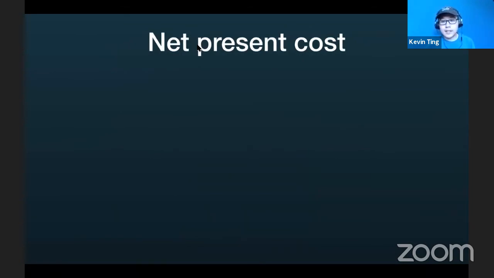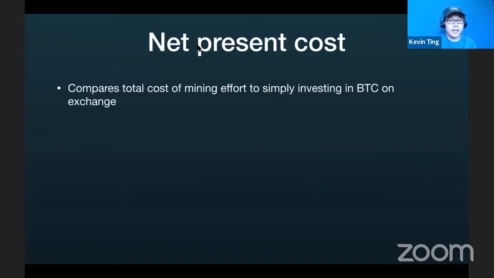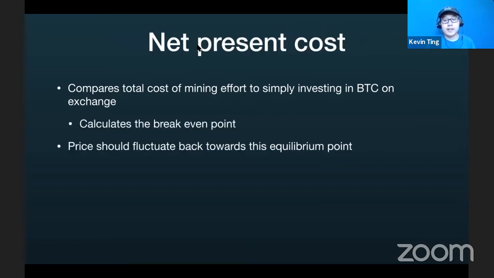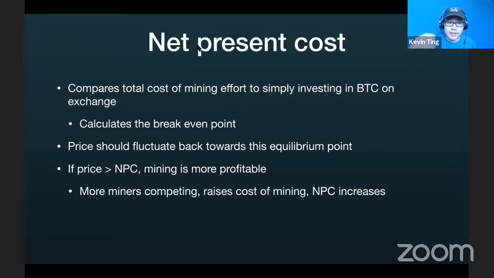The next thing to look at is the net present cost. Basically this compares the total cost of mining effort to simply investing in Bitcoin on an exchange and calculates that break-even point. And it claims that the price should fluctuate back towards its equilibrium point. Why is that? Well, because if the price is above the net present cost, then mining is more profitable. So more miners enter the fray and compete, that raises the cost of mining, and then NPC increases back to the price.